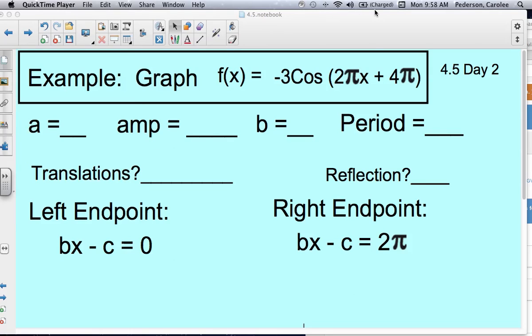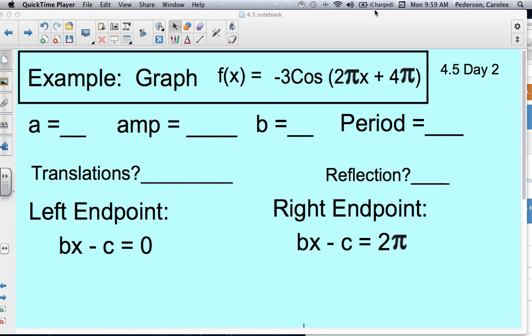All right, this is 4.5, day 2, part 2. The second example. I threw a little bit more pieces to this function. So we're going to go and answer all of the pieces first and then graph it at the end. So we're graphing f of x equals negative 3 cosine of 2 pi x plus 4 pi.